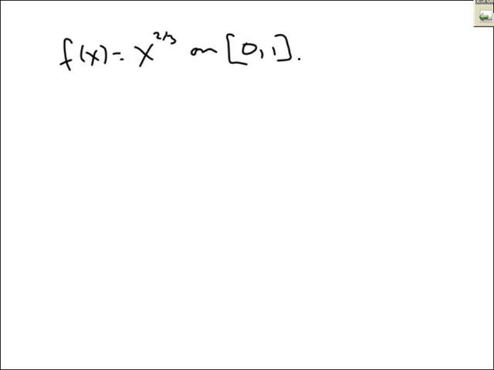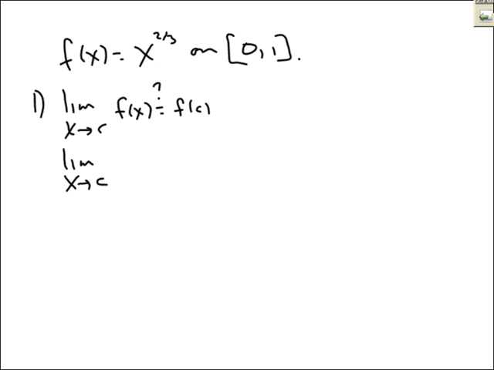Now, how I would state number 1 is, you need to show that the limit as x goes to c of f of x is equal to f of c, then you're done. That's what you want to show. Well, the limit as x goes to c, now recall this theorem.